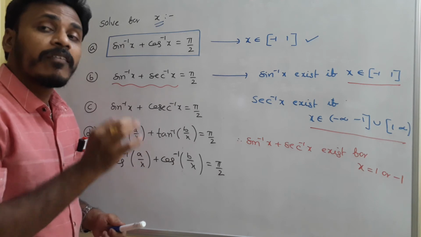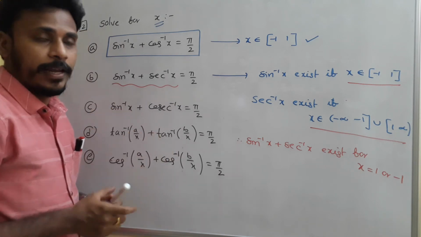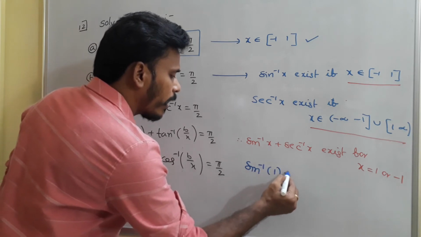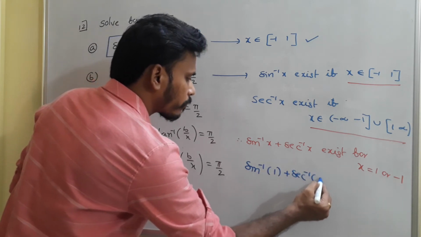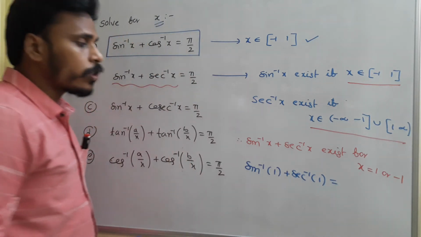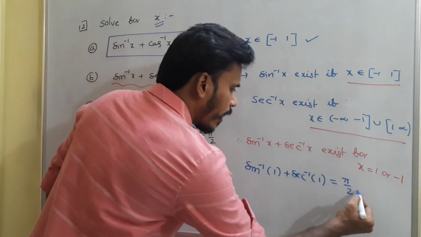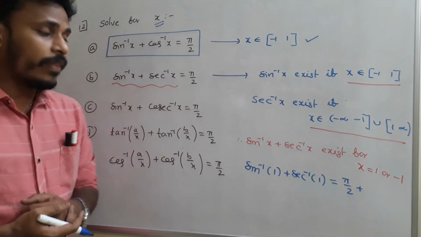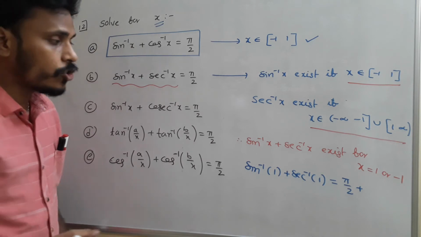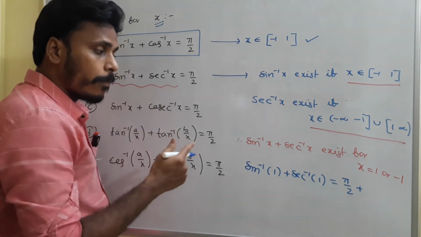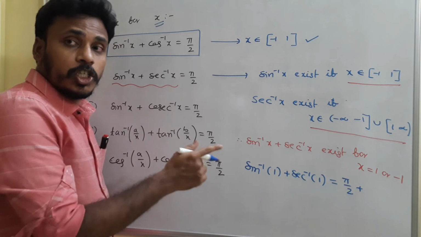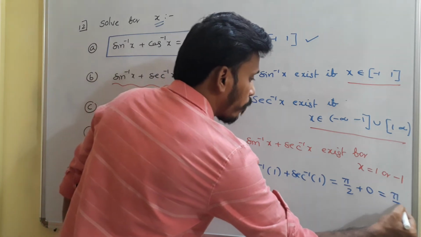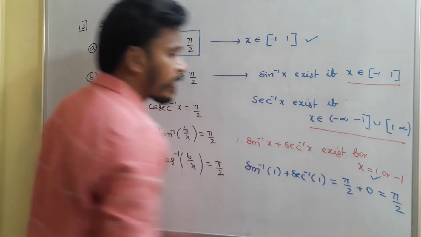That is, we need to check only for 1 or -1. Okay, so now if you place 1, what will happen? Sin inverse 1 plus secant inverse 1. What is its value? Sin inverse of 1 is pi by 2, whereas for secant inverse of 1, what is the range of secant inverse? The range of secant inverse is from 0 to pi, except pi by 2. So secant inverse of 1 is 0. Pi by 2 plus 0 is pi by 2.